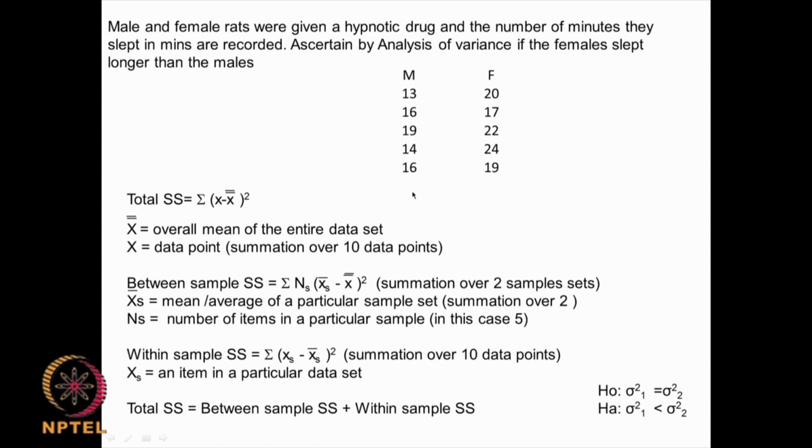So, I have the average minus the global average, squared, for 5 terms, that will give me the between. For within, from the average I keep subtracting for each one of them and square it up. There will be 10 terms, because 5 for here and 5 for here, that will give me the within sample sum of squares, understand.